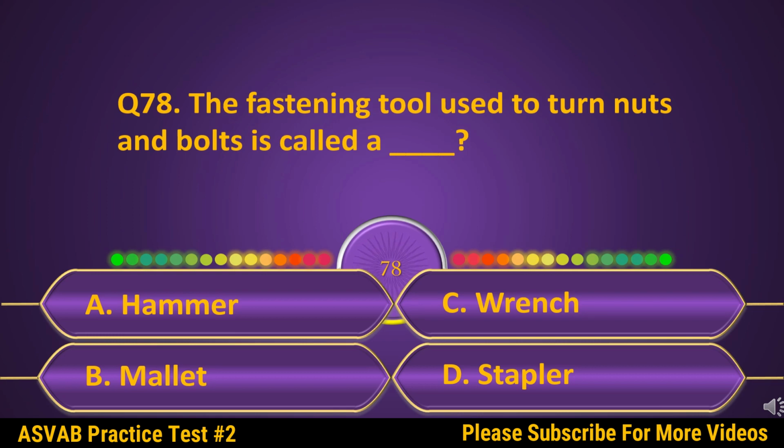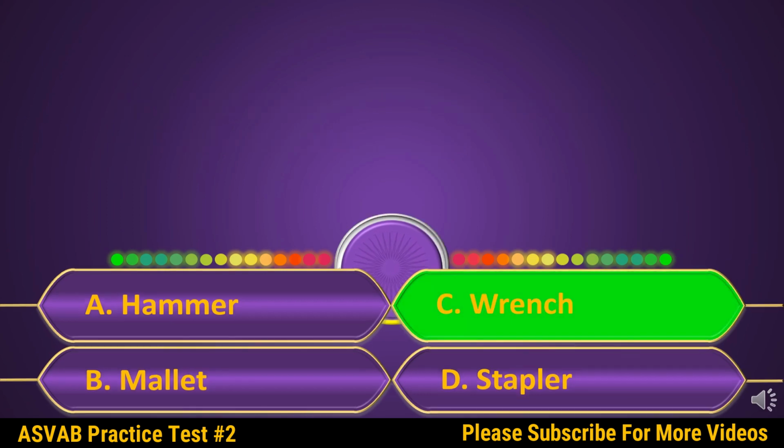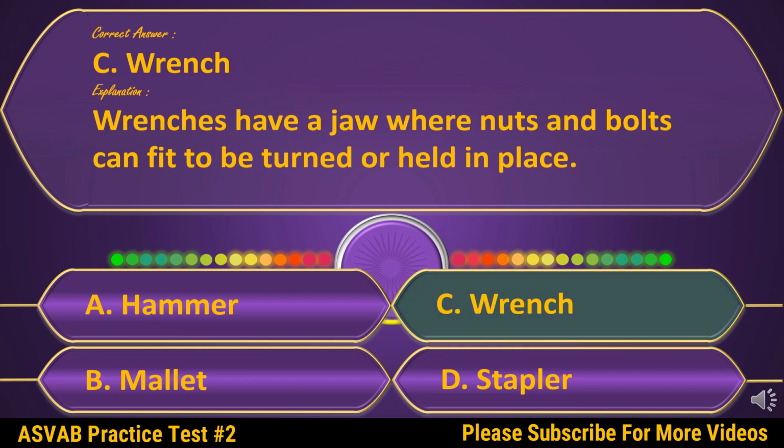Question number 78. The fastening tool used to turn nuts and bolts is called a blank. And the options are A. Hammer, B. Mallet, C. Wrench, or the option D. Stapler. And the correct answer is option C. Wrench. Wrenches have a jaw where nuts and bolts can fit to be turned or held in place.